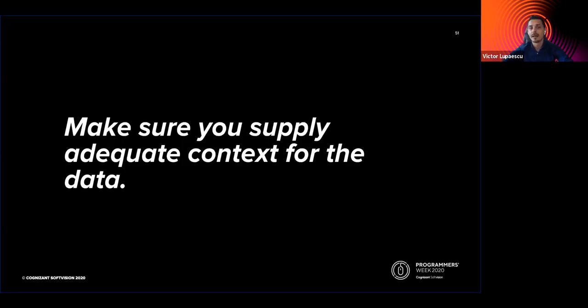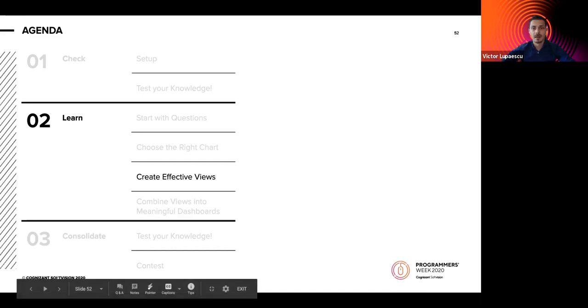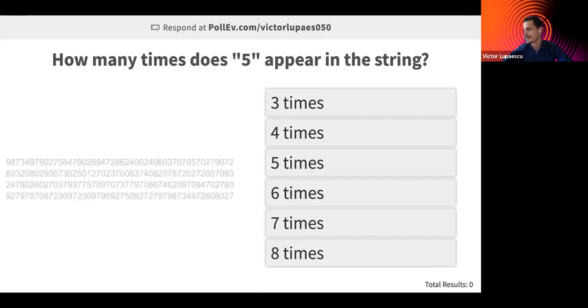So make sure you supply adequate context for the data. Now, next step is to create effective views. And we'll do some exercises for you to better understand this. So please open your phones again, open your browser, go to that link above. You might still have it open if you haven't closed the browser.